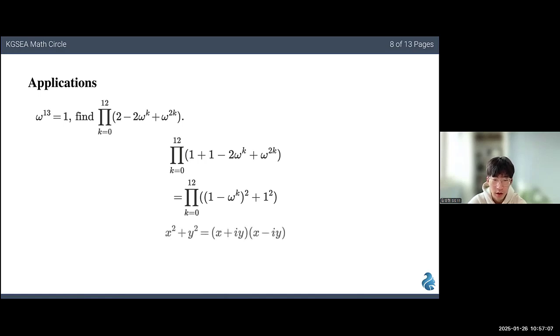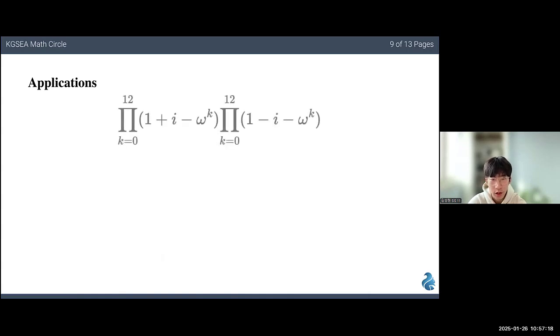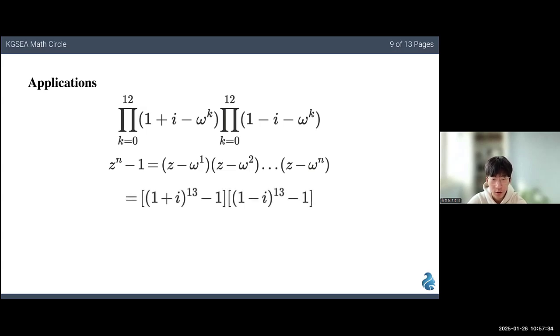Now, using the fact that x squared plus y squared can actually be factored over the complex numbers as follows, we'll rewrite this product as such. And we can separate these into two separate products. And we'll notice that this is in the form of the right-hand side of this equation, where we're taking the product of a certain z minus each root of unity. And so we can convert this into this product right over here.